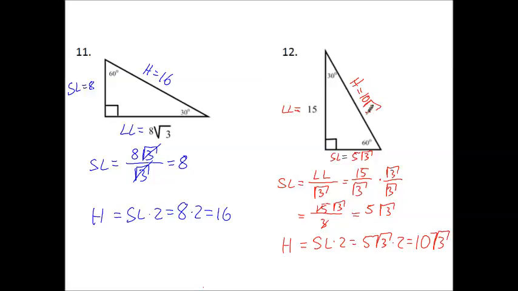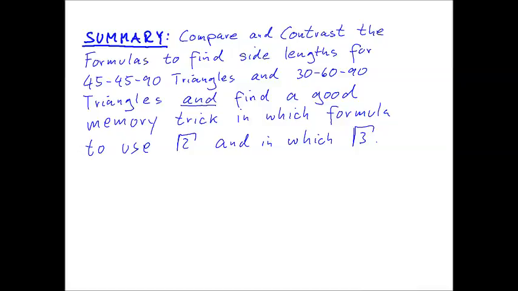Great job, you guys. All right, in your summary section, I want you to compare and contrast the formulas to find side lengths for the 45, 45, 90 triangles and for the 30, 60, 90 triangles, and to find a good memory trick in which formula to use the square root of 2 and in which the square root of 3. That's it for today, and I will see you in class.